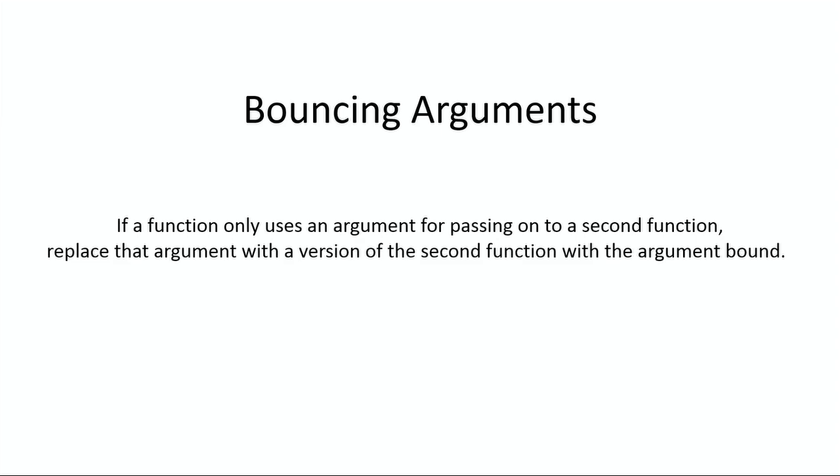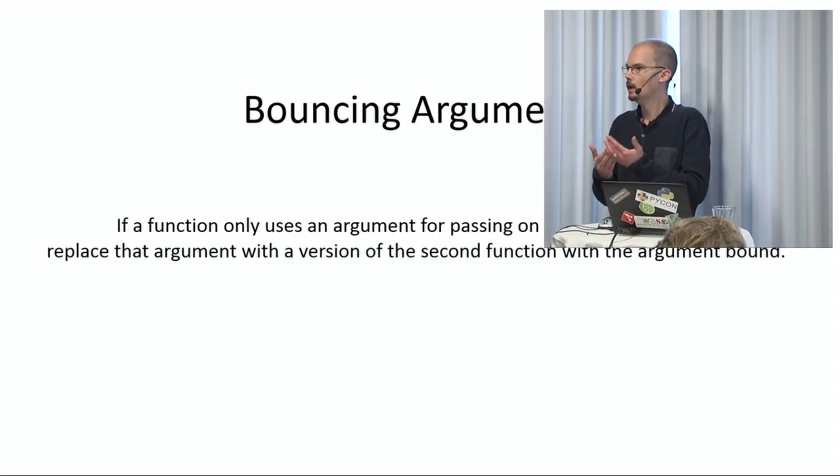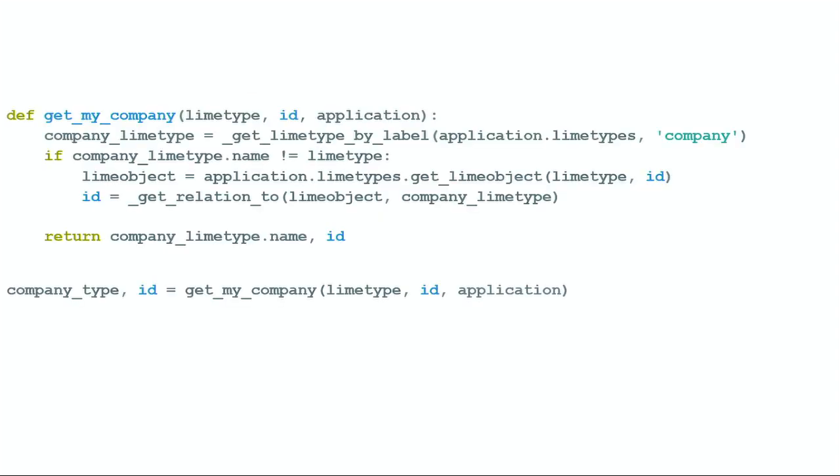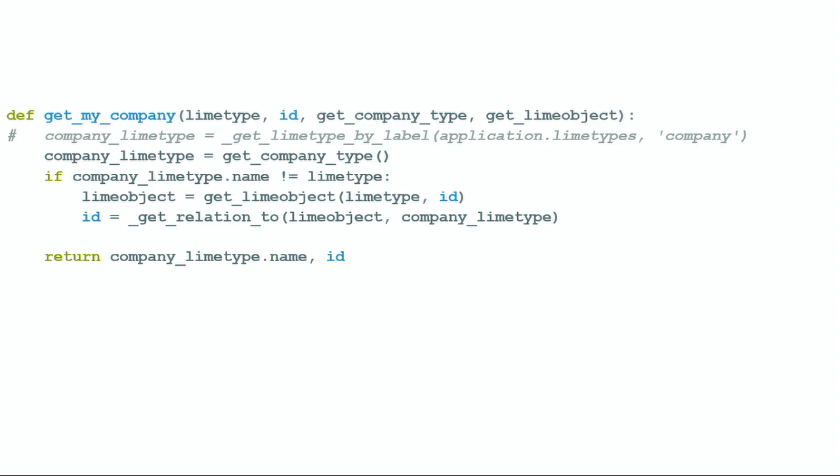So what the bouncing argument says is, if we have this situation, what we want to do is take that bouncing argument and the function we pass it on to, and create a new function where the original argument is bound to the implementation of that function. Let me show you what I mean. So that would mean that we get something like this.